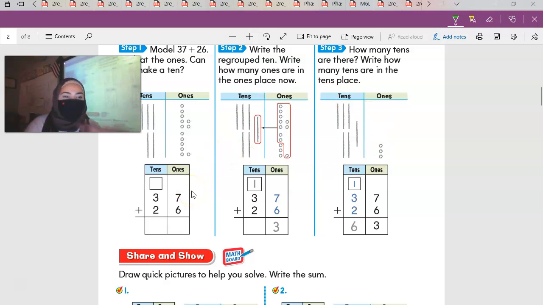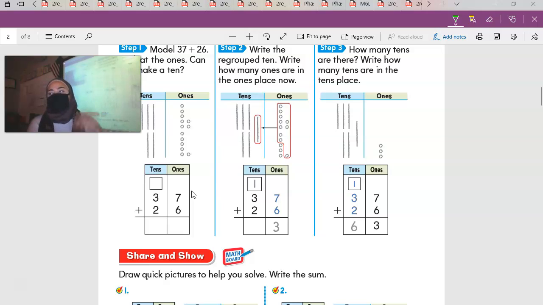We always add the ones place first. Do not ever say, oh, but the tens place has smaller numbers. It's easier to add. Let me add the tens place first.